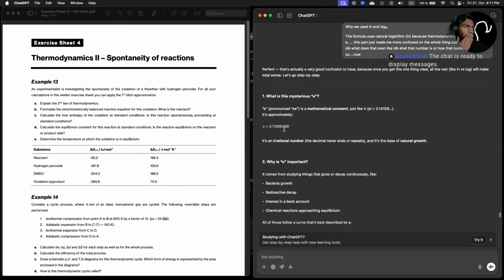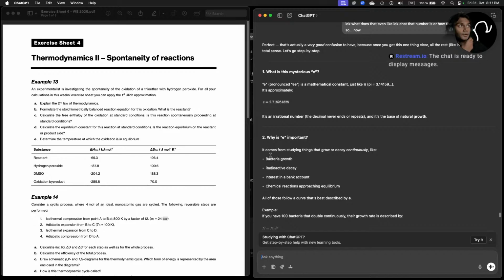What do you mean never repeat? Like there's two eights, there's twos, there's two ones. What do you mean? What do you mean, bro? It's the base of natural growth. These are big words, okay?